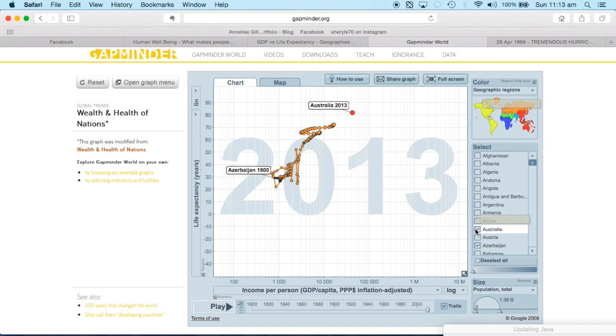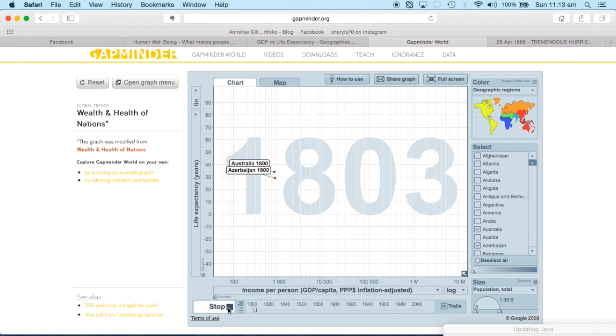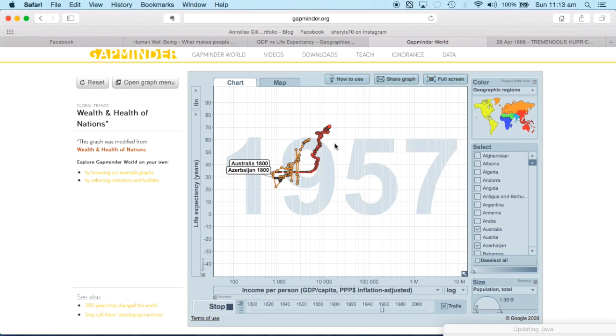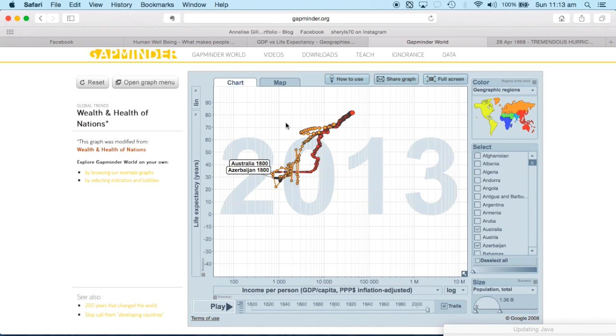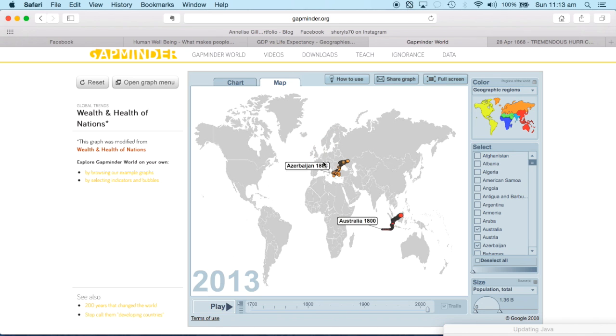Because if we compare that to something like Australia, and we can play both of them back, we can see that Australia has a pretty standard growth in both life expectancy and income. So we're pretty much heading in this diagonal direction. And like I said, if you compare it to Azerbaijan, it's really quite a dramatic difference. And Azerbaijan, let's have a look at the map, is here in the Middle East.